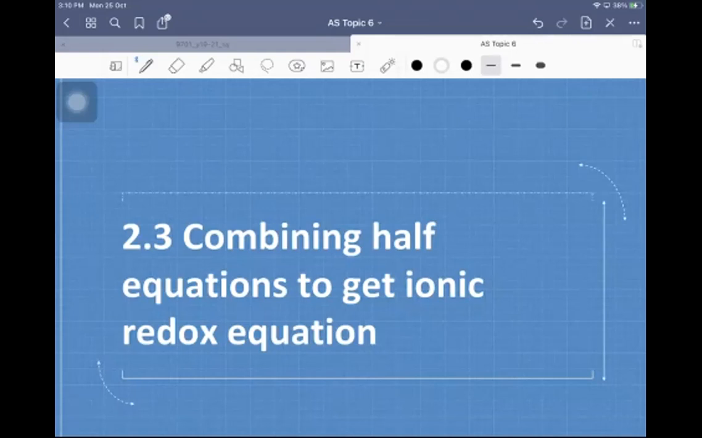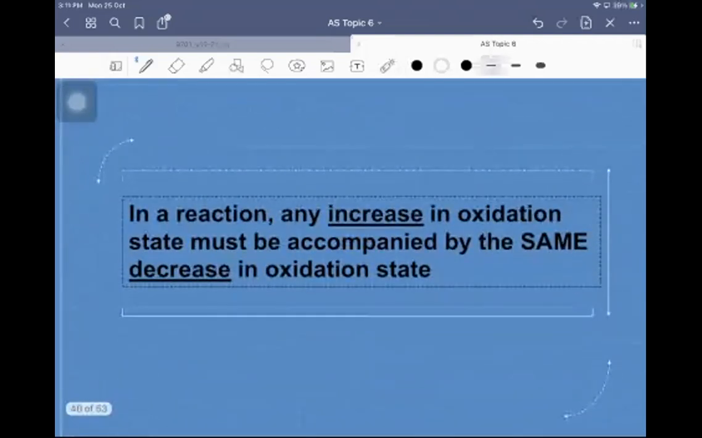Another thing is that in a reaction, the number of oxidation must be followed by the same number of reduction. What do I mean by this? Any increase in oxidation state must be accompanied by the same decrease in oxidation state. So this means that if species A is being reduced by 5, which means it gains 5 electrons, the other species B must also lose 5 electrons.